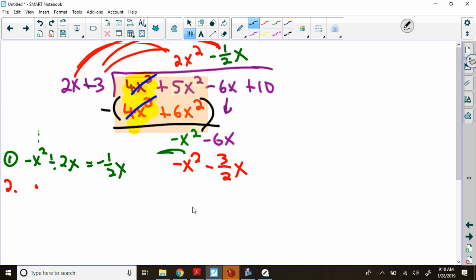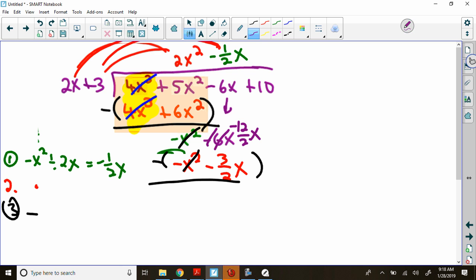And then the third step would be to subtract. So I would subtract this, and these would cancel. And then I have to know a thing about fractions and realize that negative 6x is really negative 12/2 x. So I have negative 12/2 x minus 3x, so that's going to be negative 9/2 x. Negative 9/2 x. And then I would bring down the 10.